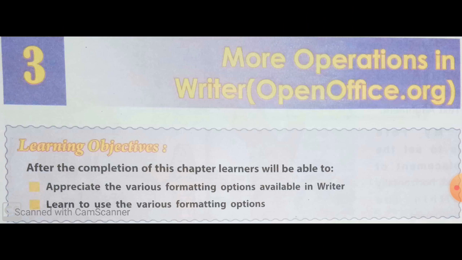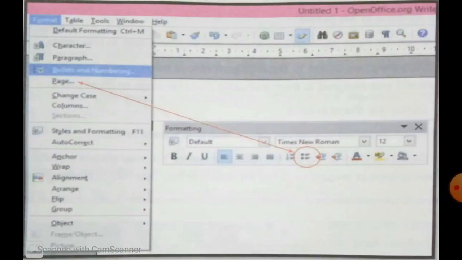Bullets and numbering are present in format menu in formatting toolbar. As shown in this picture, we can make three types of list. First, bulleted list, second, numbered list, and third, outline, numbered or nested list.